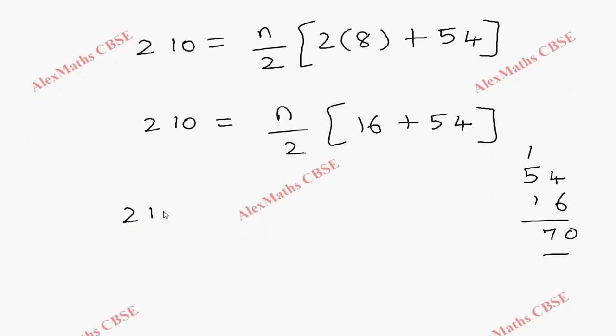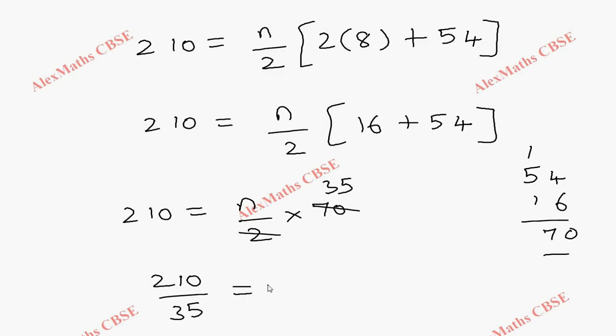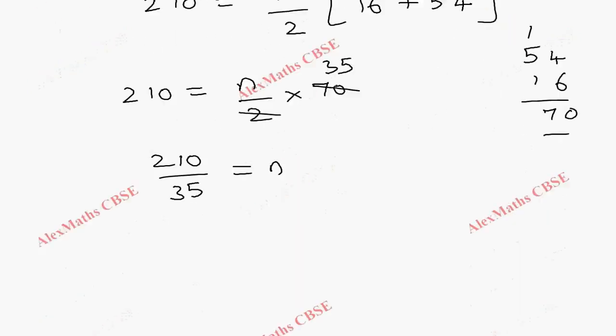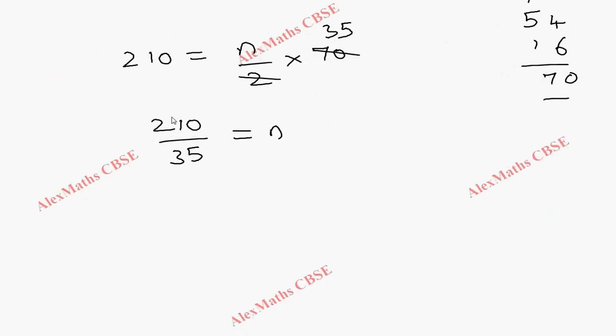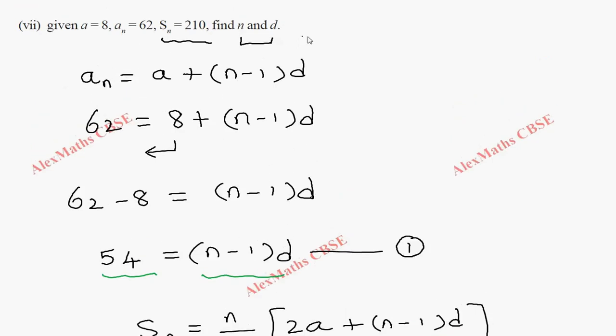So 210 equal to n by 2 into 70. We can cancel this, 35. 35 will come as a division to the other side, so we divide by 35. That is our n. We can cancel with the 7 table. 7 3s are 21 and 0 is there. 7 5s are 35. After division, 210 divided by 35, it is 6. So we got the value of n as 6. And we have to find the value of n and d.